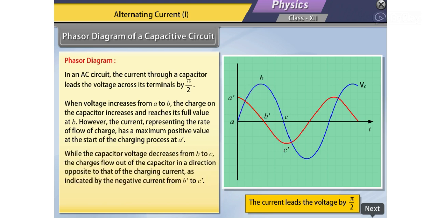While the capacitor voltage decreases from B to C, the charges flow out of the capacitor in a direction opposite to that of the charging current, as indicated by the negative current from B' to C'. Thus, voltage and current are 1/4 wave cycle out of step.